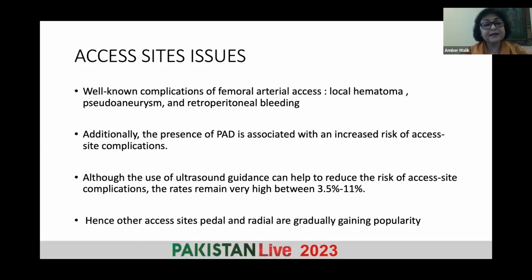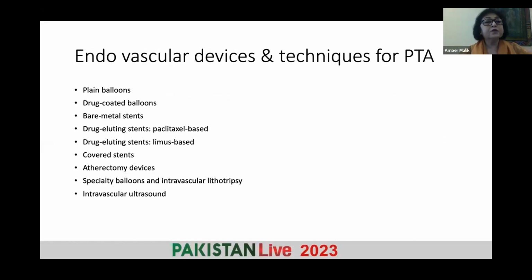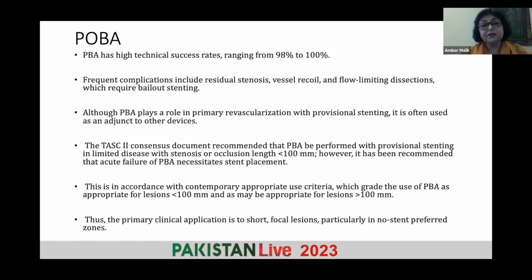Hence, other access sites like pedal and radial are gradually gaining popularity. So what are the devices? We just talked about plain balloons, drug-coated balloons, bare metal stents, drug-eluting stents, covered stents, atherectomy devices, specialty balloons, and intravascular ultrasound. So what is plain old balloon angioplasty? It has a high technical success rate ranging from 98% to 100%, but frequent complications in the fempop region include residual stenosis, vessel recoil, and flow-limiting dissections, which may require bailout stenting.